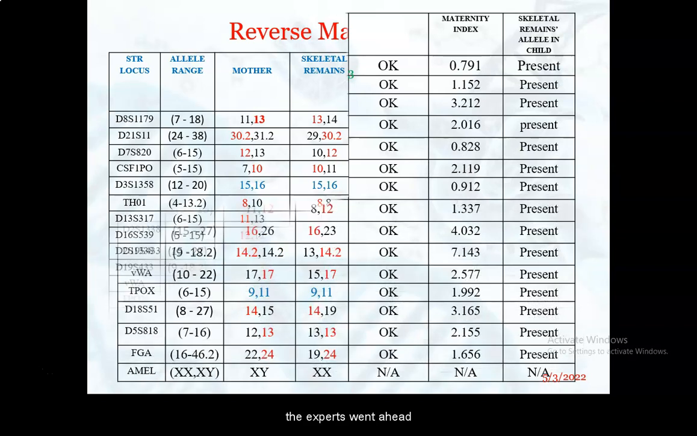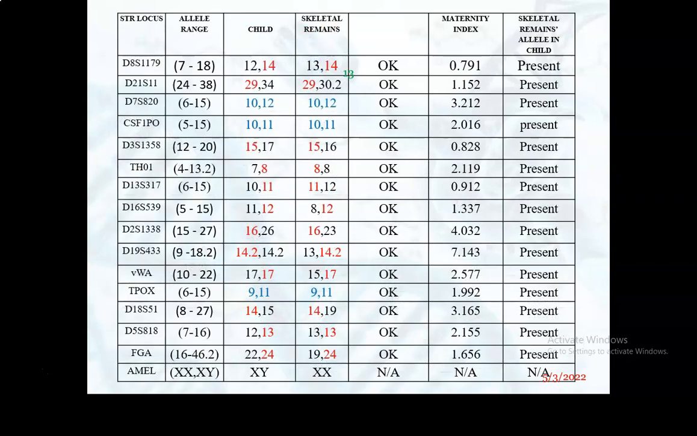The experts went ahead and did the same between the supposed child of the source of the skeletal remain and the source of the skeletal remain, who once again shared an allele at each locus. So maternity indices were calculated.